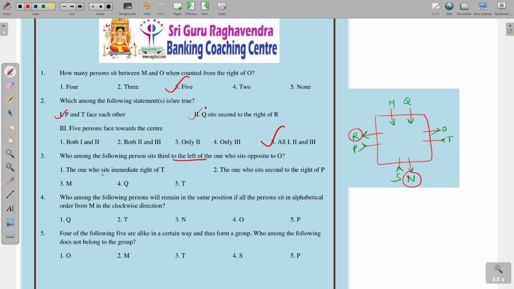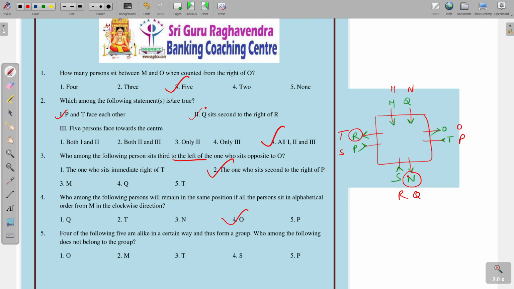See the first one. The one who sits immediate right of T. Immediate right of T is not correct. The one who sits second to the right of P. So second to the right of P, N, so the second one is correct. Who among the following persons will remain in the same position if all persons sit in alphabetical order from M in clockwise direction? So starting from M, N, and next O, P, Q, R, S and T. So who among the following persons will remain in the same position? That is O. So O is the answer.